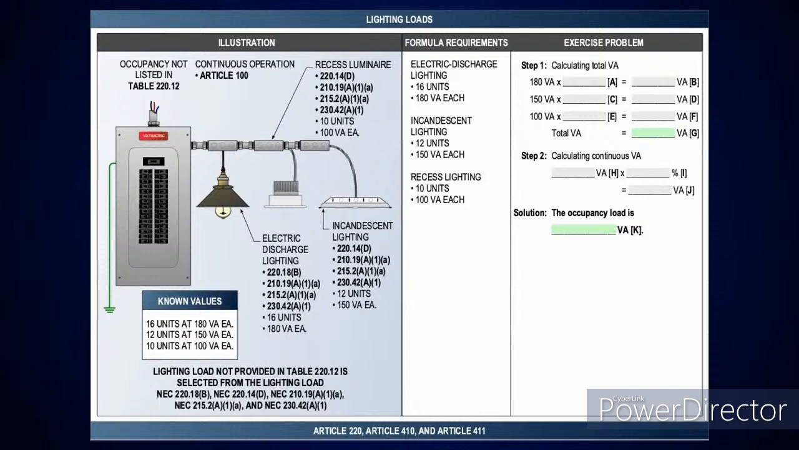Here's one here. Look at all the lighting units here. We're showing you electric discharge lighting. We got 16 units at 180 VA each. Calculate that. 12 units at 150 VA each for incandescent lighting. Calculate it. Recessed luminaire, 10 units times 100 VA each. Calculate it. Then you get your total. What do you take it by? 125%. Pretty simple.